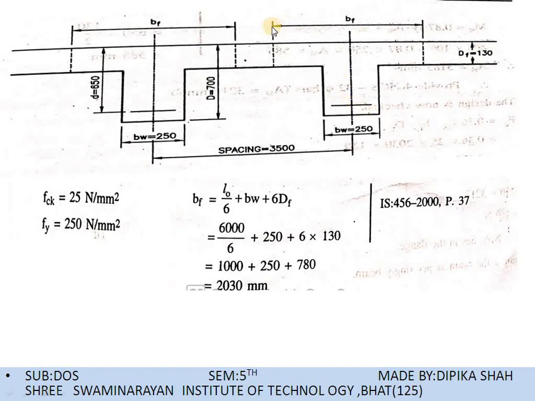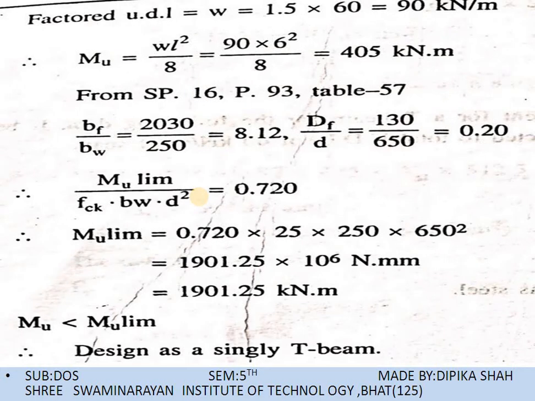So first of all we have to calculate the width of the flange. So for finding the width of the flange we have one equation, L0 by 6 plus BW plus 6DF. This equation is given in IS 456-2000 page number 37. So we will put the value of L0, BW and DF in this equation and we will get a BF 2030 mm. After finding the BF we will calculate the MU.